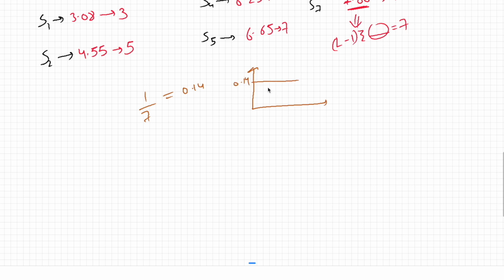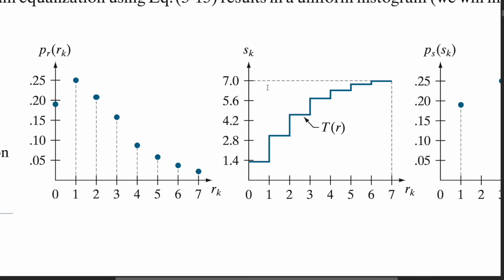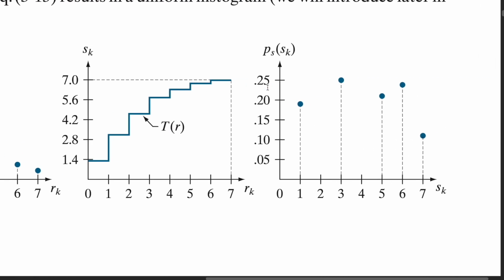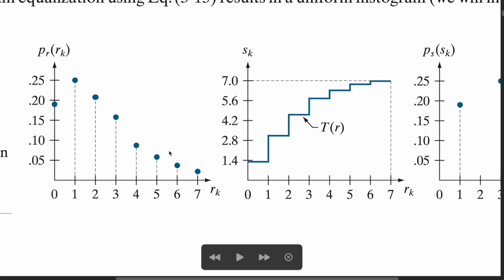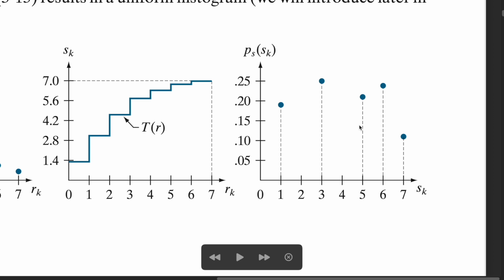Now let's see whether this is true or not. Well, actually this is what we get. One thing to note here is that although the histogram is much flatter than what it was earlier, it is not true to the theoretical value that we would expect. We would expect 0.14 to be something here, so it should be a straight line here, but it's not like that.